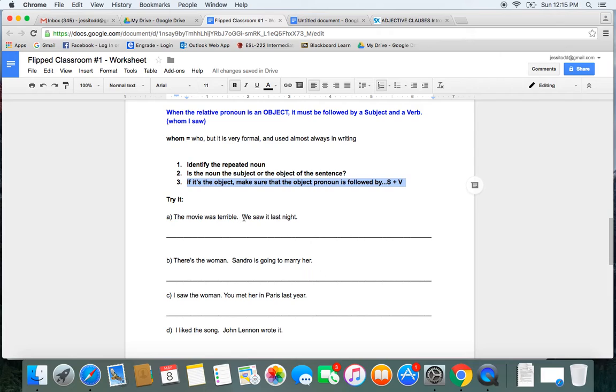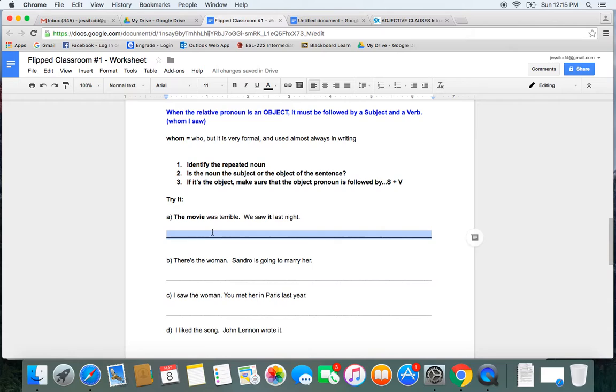The movie was terrible. We saw it last night. Now, in these sentences, what is the repeated noun? Can't be saw because saw is a verb. Can't be we because there's no we in the first sentence, okay? It must be it, okay? And it refers to the movie, right? We saw the movie last night.